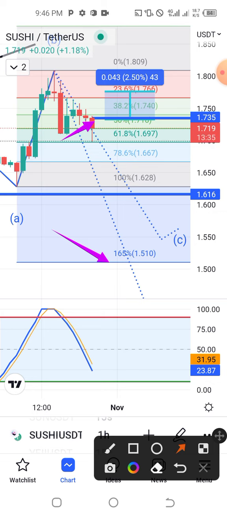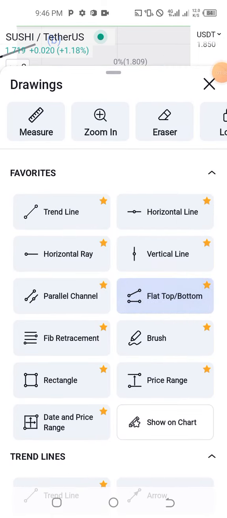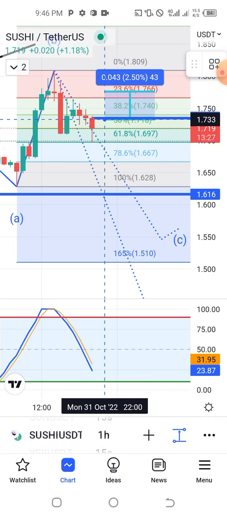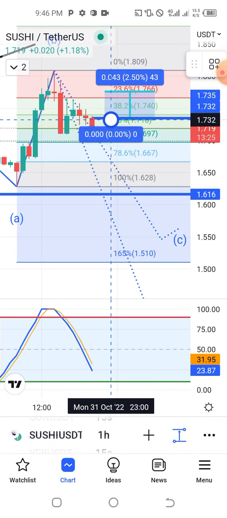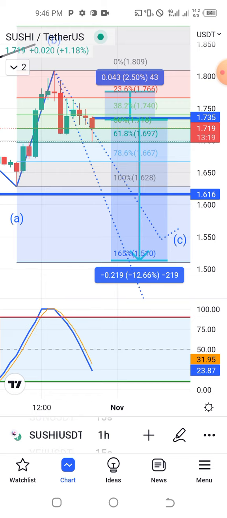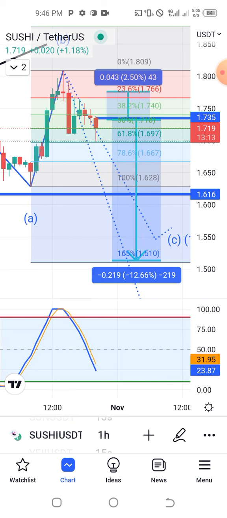Okay, let's measure. You measure from here where you entered from. Okay, now we are going down. Okay, this is 12%. 12% for margin calls. Now, if it is 12%, it's up to you to know how you're going to handle this.